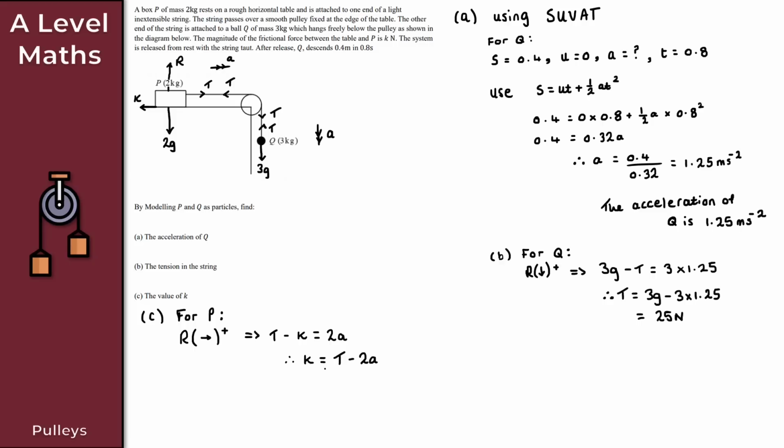Okay, well, we know T, we figured that out in part B. We know a, we deduced that in part A. So let's just put all that together then. So K is equal to T, which is 25, minus 2 lots of a, so minus 2 times 1.25. So basically what we've got here is 25 minus 2.5. In that case, the value of K is equal to 22.5 newtons. Okay, and there we have it.